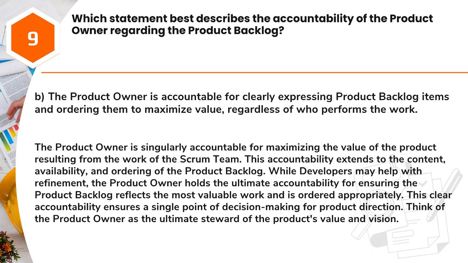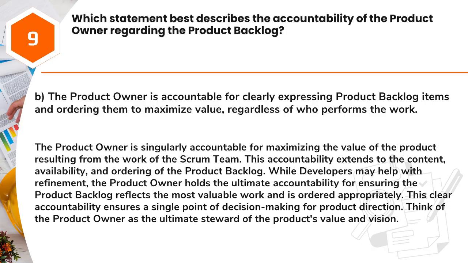Answer. B. The product owner is accountable for clearly expressing product backlog items and ordering them to maximize value, regardless of who performs the work. The product owner is singularly accountable for maximizing the value of the product resulting from the work of the Scrum team. This accountability extends to the content, availability, and ordering of the product backlog.